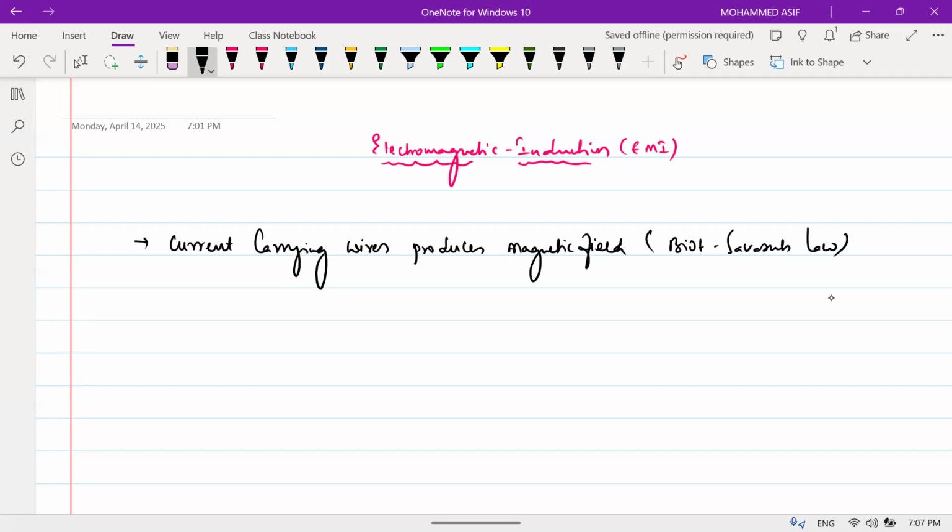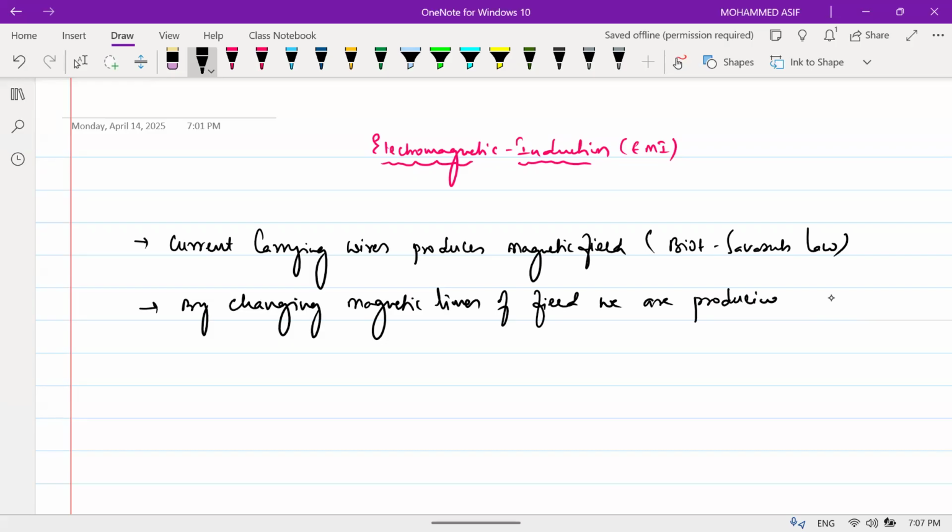field, we are producing the electrical current. So now same thing, reverse of this one. By changing magnetic lines of field, we are producing what? Electrical current. In the first case, the current carrying wire produces the magnetic field. Now here, changing magnetic field lines is producing what for me? Electrical effect. That phenomenon is known as what for me?